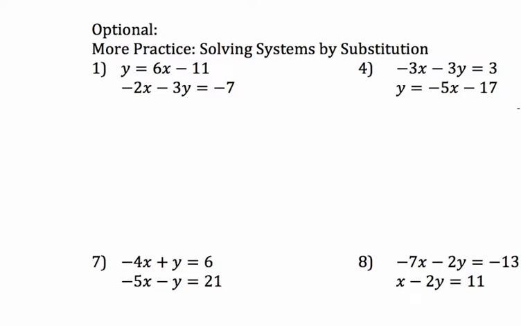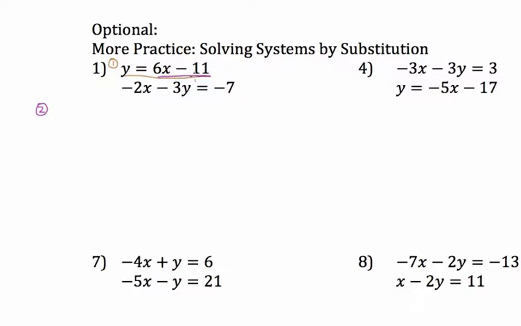This video contains optional practice on substitution method. Step 1. Find a y equals or x equals equation. We've got it right here. Step 2. Substitute.